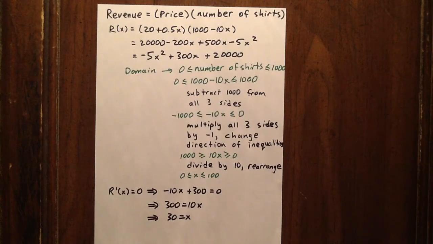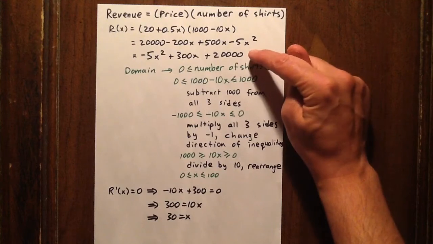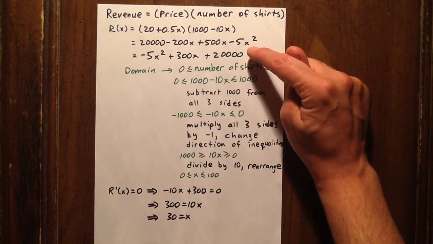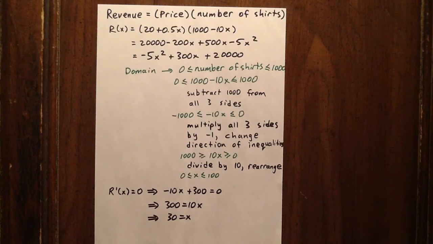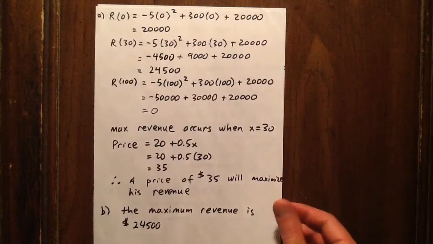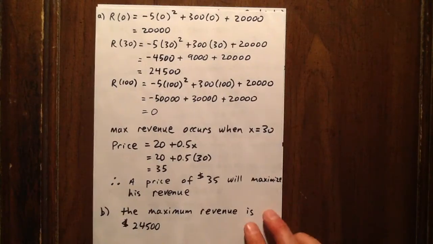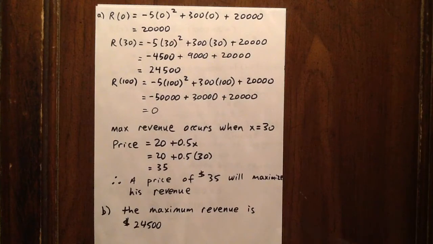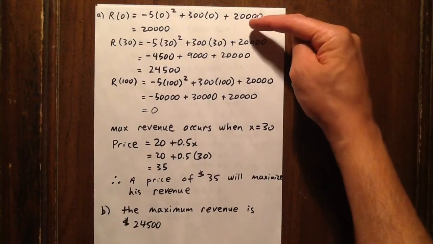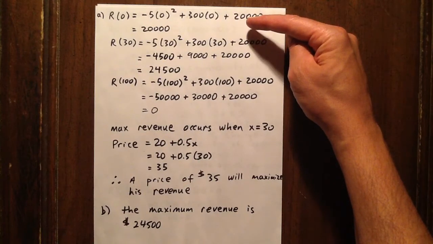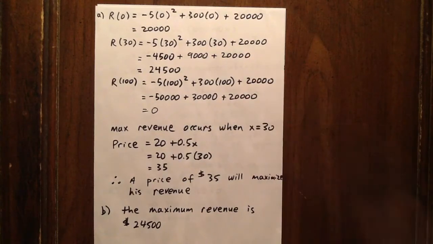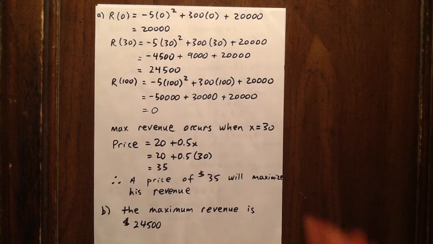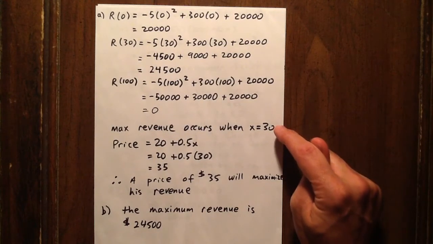What we're now going to do is set the derivative of the revenue function equal to 0. So since this is the revenue function, the derivative is negative 10x plus 300. Setting that equal to 0 and solving for x, we get x equals 30. So now what we can do is determine the value of the revenue when x is equal to 0 or 30 or 100. Well, when x is 0, the revenue is $20,000. When x is 30, the revenue is $24,500, and when x is 100, the revenue is 0. So the maximum revenue occurs when x is 30.